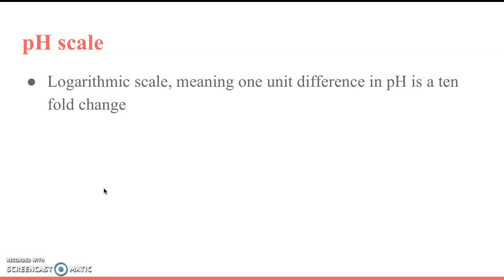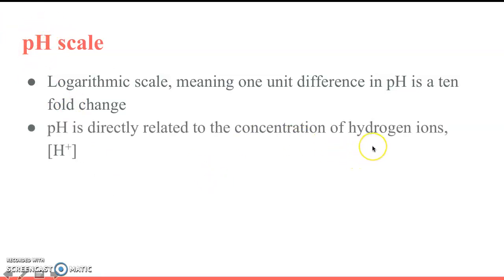hydrogen ions. I guess I should back up really quickly. When you see pH, this H is standing for hydrogen ions. So pH is directly related to the concentration of hydrogen ions. Another representation of concentration is to put a bracket around whatever you're talking about, and this means concentration of hydrogen ions. And again, 1 unit of difference means a 10 times change in concentration.